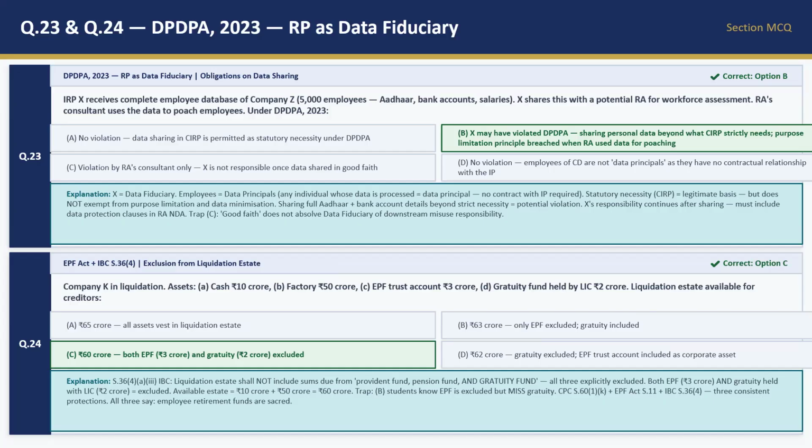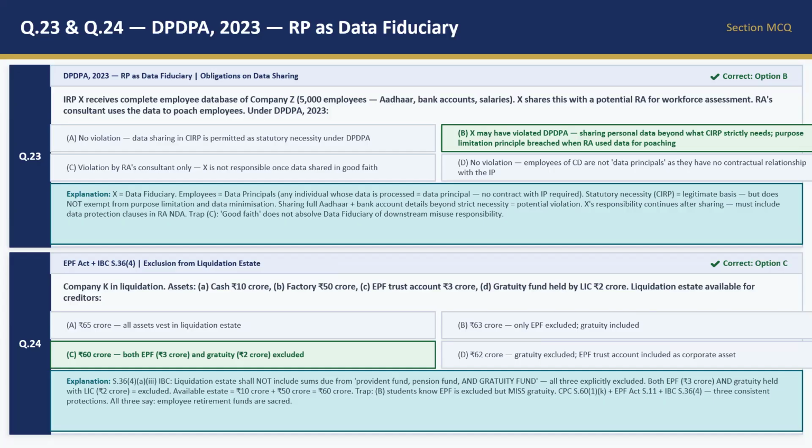So under DPDPA Act, X, the IRP, may have violated the DPDPA Act by sharing personal data beyond what CIRP strictly needs. So the purpose limitation principle was breached when RA used data for poaching, because X, the IRP, is a data fiduciary.